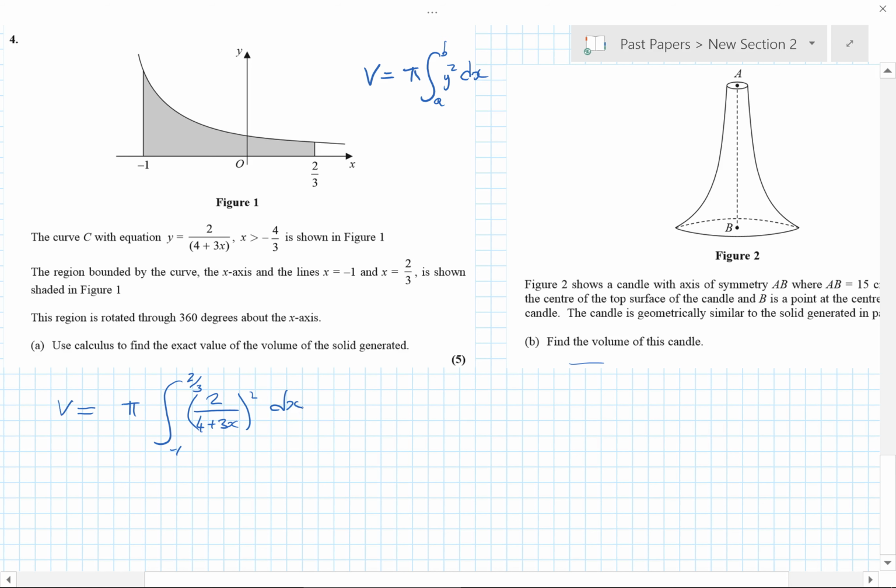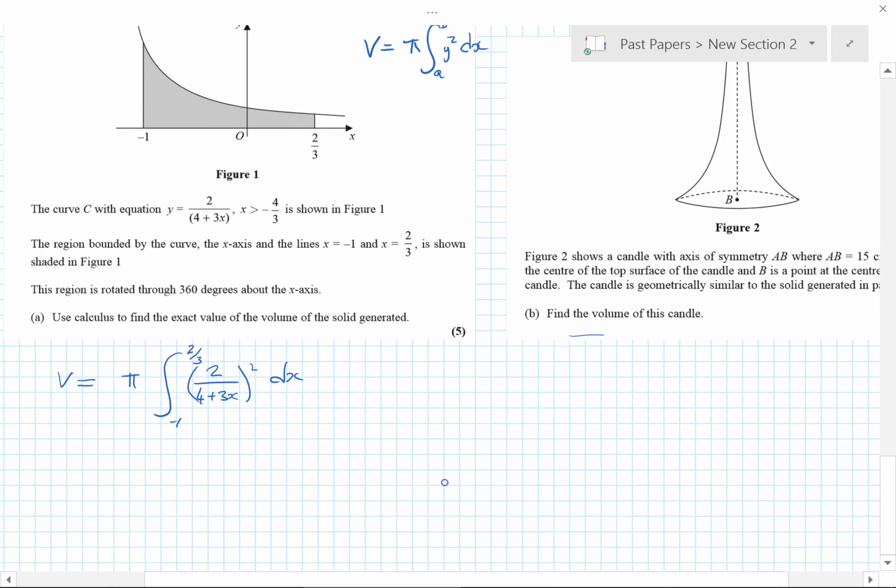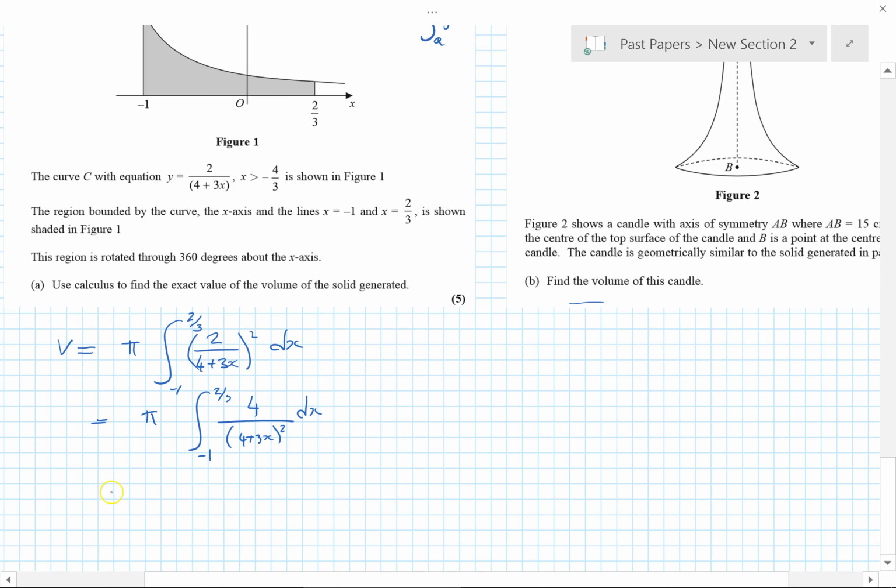Okay, now that's not too difficult. We just can square that out and we get pi, 2/3 to minus 1 of 4 over 4 plus 3x squared dx. Now I might take the 4 out. Doesn't really matter, but I do tend to be in the habit of taking any constants out of my integration.